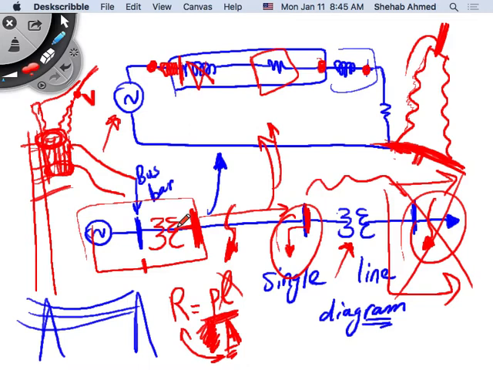So if I'm trying to generate the same, if I put the current from the generator straight into the transmission line without stepping up the voltage to reduce the current, without putting the transformer in the middle, that means that I have to operate at that same voltage that the transmission line is operating at, as well as push current.